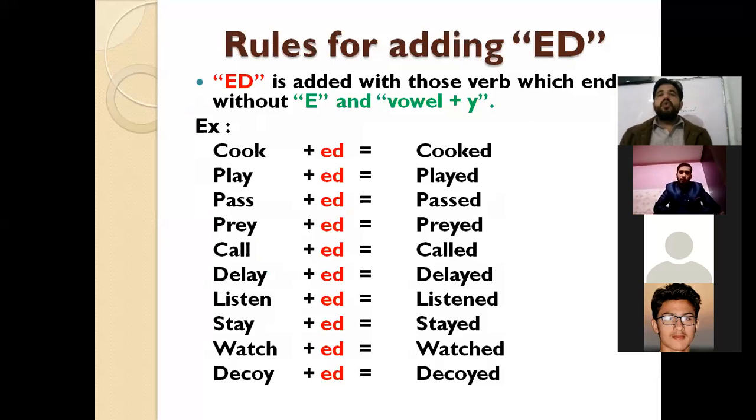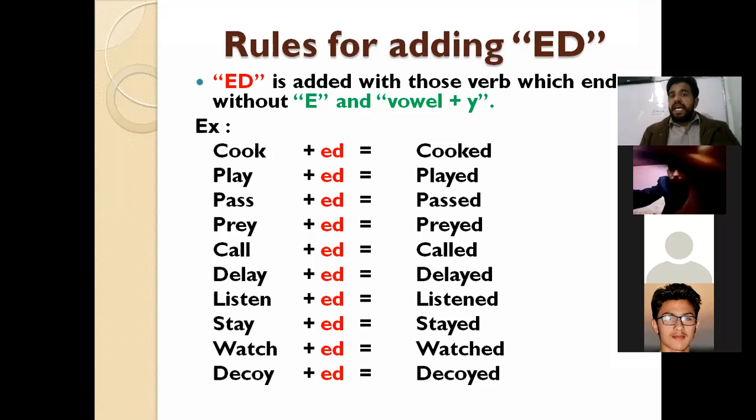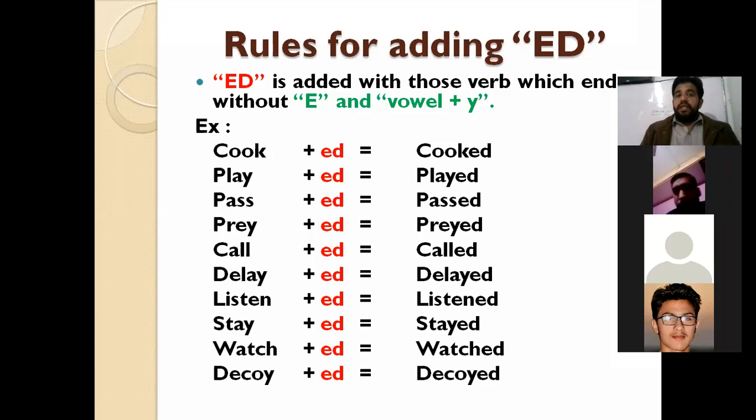Likewise, we see here rules for adding ed. Ed is added with verbs which end without E and with vowel plus Y. Two rules are there. Ed is added with those verbs which end without E, sorry. Like we have cook. Cook is the verb which ends without E, so we add ed at the end of it.